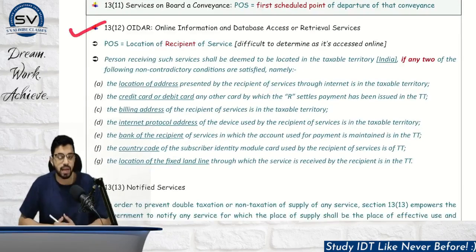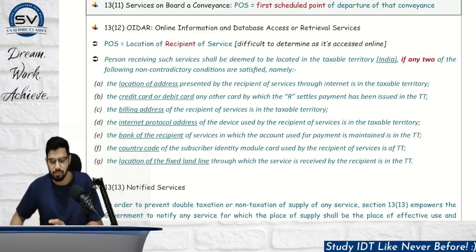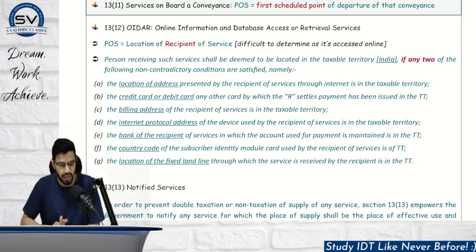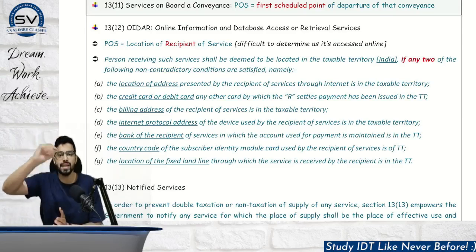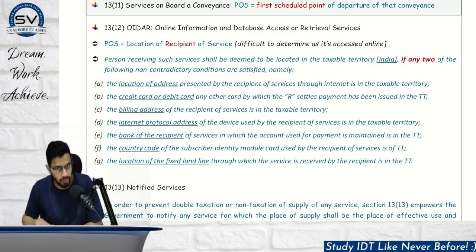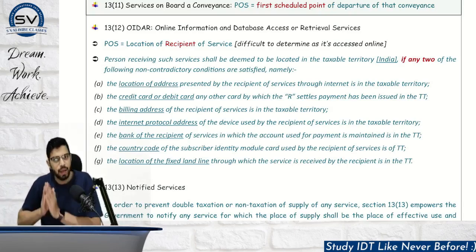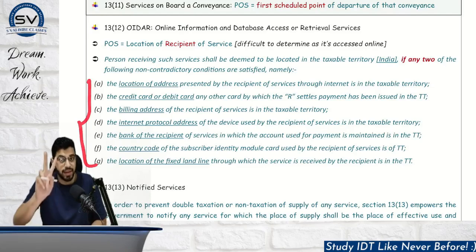Now let's talk about OIDAR services. OIDAR you already know, we have already discussed. Basically these are the services which cannot be supplied without the use of IT. For example, online downloading of a book, or let's say these online classes, these are also kind of an OIDAR service. But when we talk about it with reference to section number 13, it means one person is outside India. Okay, so let's say the supplier is outside India. I am sitting in Pune, Maharashtra. I am using some kind of an online manual from, let's say, a UK publisher. So here the provision says that the place of supply shall be the location of recipient. So that is India, provided out of these given conditions, any two are satisfied.